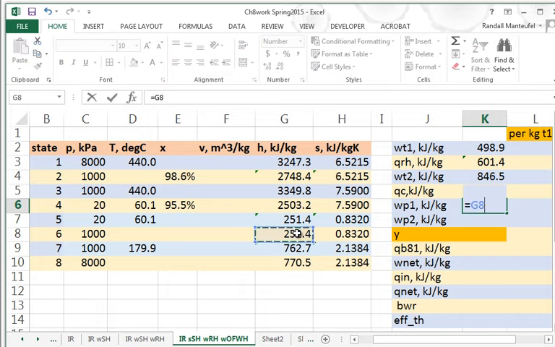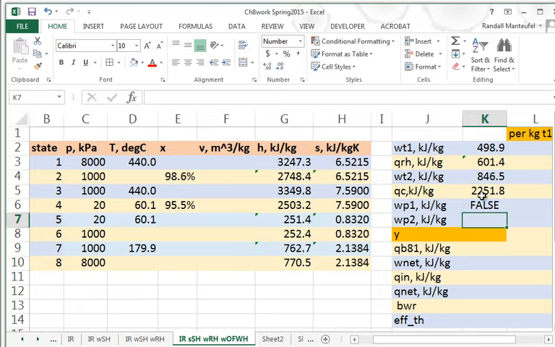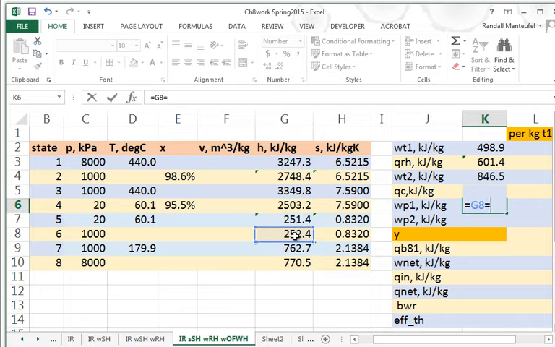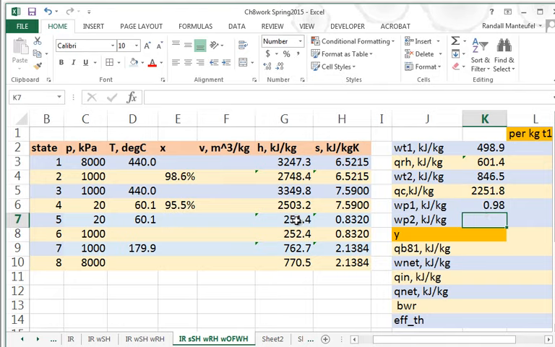Not much. What do you mean? I forgot equal. Equal H6. Yeah, it's like, what is going on? I've never seen that before. Tell me it's false. There you go. And then the work of the second pump, it goes from H7 to H8, so H8 minus H7. Now this equation for Y. Somebody tell me, it was H what minus H what divided by H what minus H what?